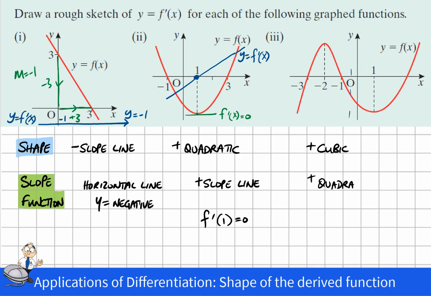The final graph we have here is a positive cubic. When we differentiate a cubic, we get a quadratic. So it's a positive quadratic, it's a U-shaped parabola, and we know where it's going to cross the x-axis. It's related to the turning points. So when the slope is 0, that means the y value in the derived function must be 0. In other words, it crosses the x-axis at the points -2 and 1.